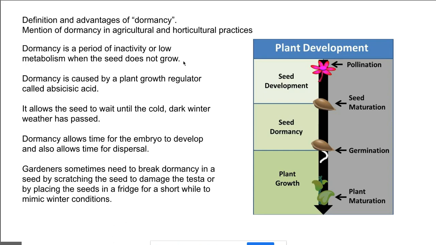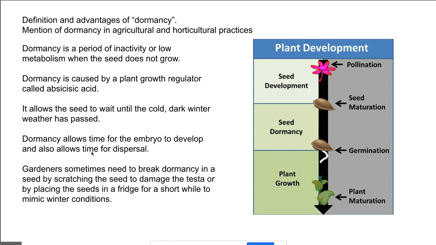And obviously, it's to allow the cold winter months to pass. So seeds are usually produced in autumn, and they're going to spend the winter on the ground, and they won't start to germinate until the spring. During winter, it's too cold, and there isn't enough sunshine for young leaves to photosynthesize. So the plant stops growing, it becomes dormant. It allows the seed to wait until the cold, dark winter weather has passed. In particular, there isn't enough light during winter time for seeds to photosynthesize.